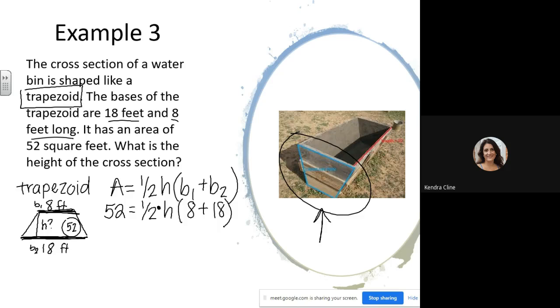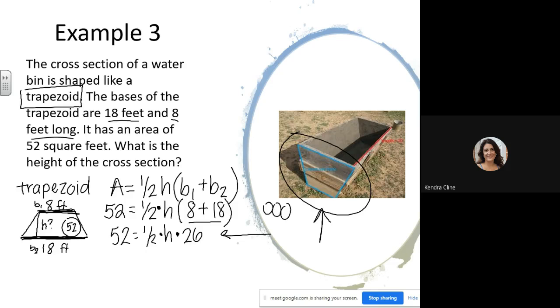So again, I'm going to solve this like an equation. My goal is to get H by itself. Well, you notice what's attached to H. There's a lot attached. So we're going to start thinking order of operations. What would I do first to clean this up? I'm going to do the parentheses. I'm going to add 8 and 18, which make 26. I'm going to bring down my H, indicate that they're being multiplied, my 1/2, and my 52.